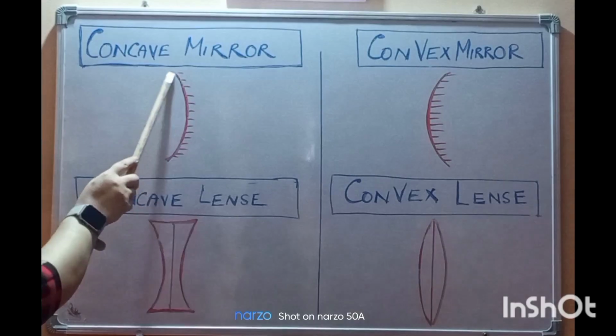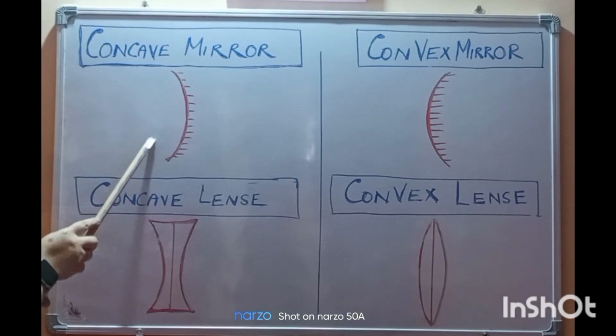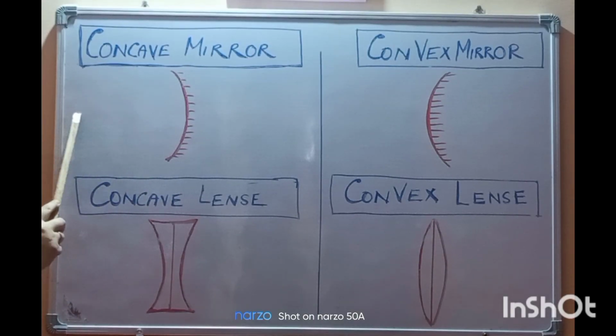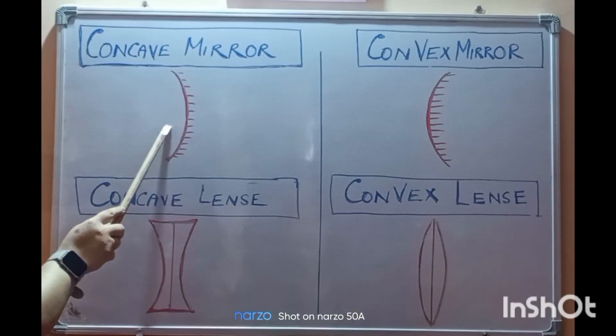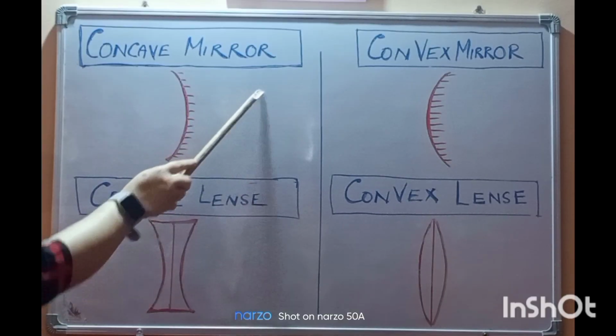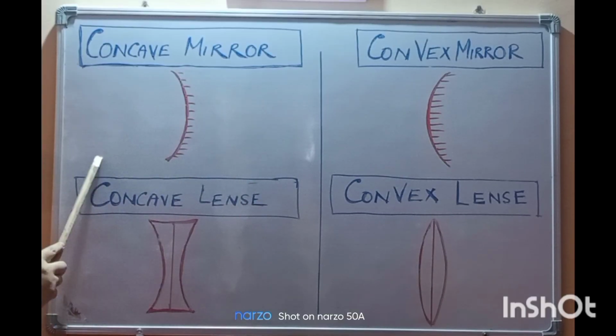This is the concave mirror. It is an opaque object that light cannot pass through. When a beam of light falls on it, it cannot pass to the other surface. Instead of that, the beam will reflect back in the same medium, same side.